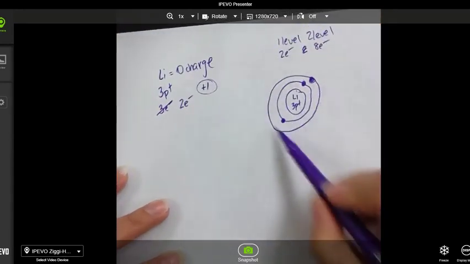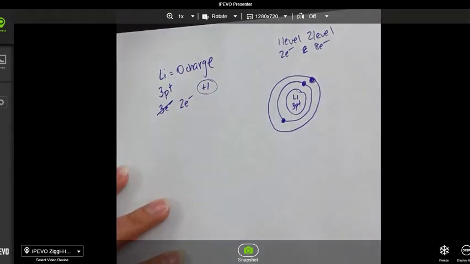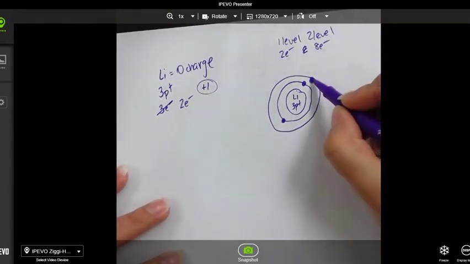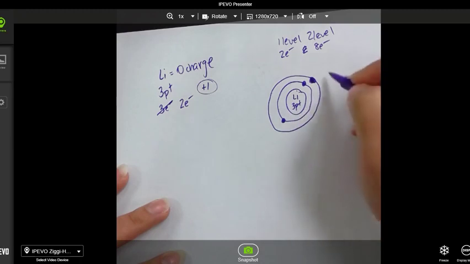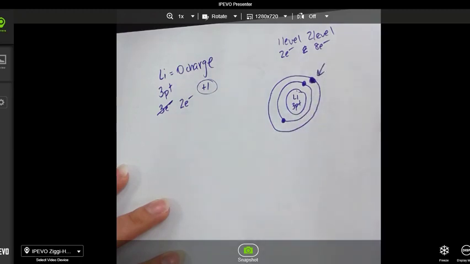So in order for lithium to have a complete outer shell, what do you think it's going to want to do? Do you think it's going to want to lose this 1 electron that it has here so that it has 2 in its outer shell? Or do you think it's going to want to try to gain 7 more? What do you think is easier?